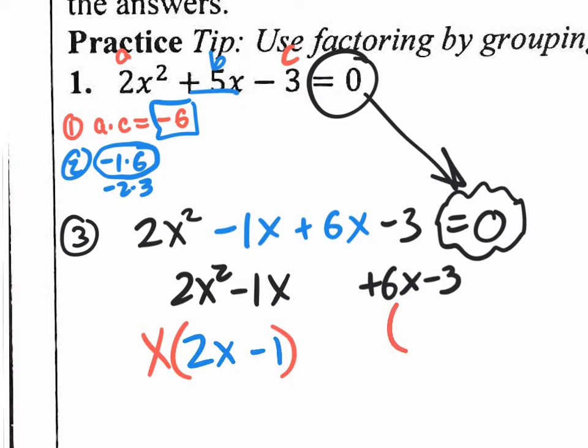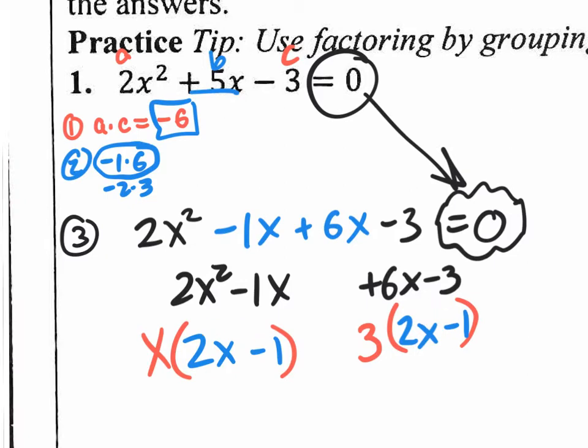How about the second one? What could I pull out? A 3. Okay, a 3. If you do pull out a 3, you will have 3 times what gets you 6x? 3 times 2x gets you 6x. 3 times what gets you a -3? 3 times -1 gets you a -3. So as you can see, the binomial is exactly alike, identical, common binomial, 2x minus 1, 2x minus 1.